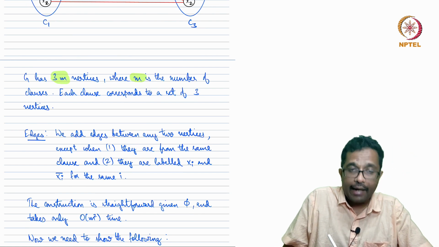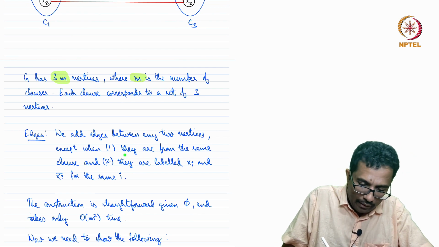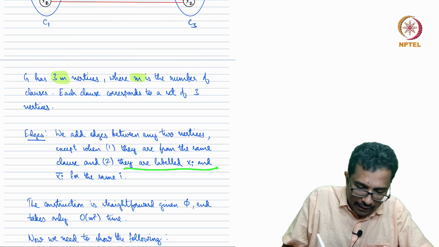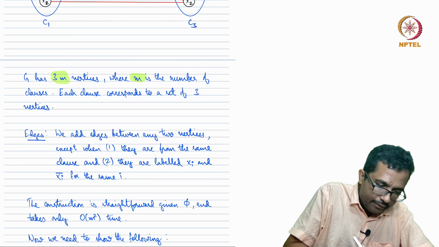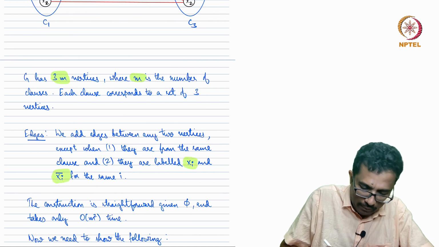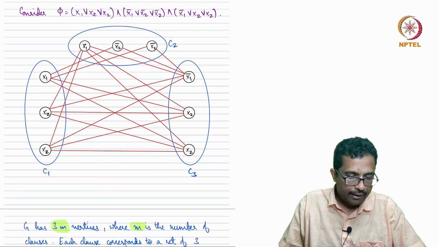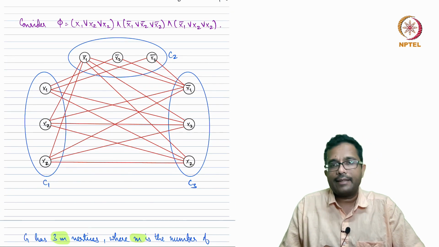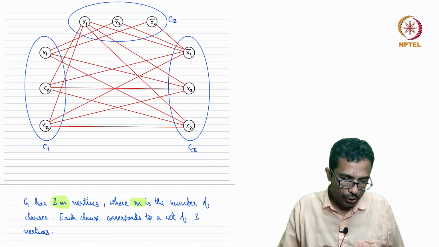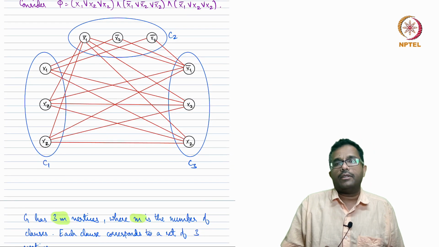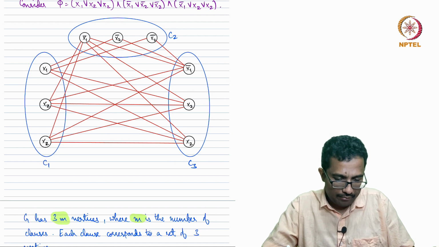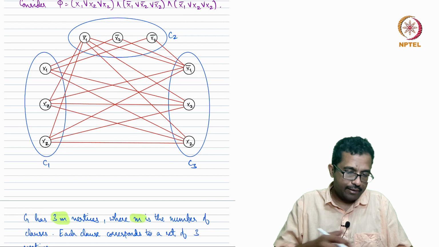This is the same thing that I said here. We add edges between any 2 vertices except when they are from the same clause, or when they are labeled xi and xi complement for the same i. Everything else is here, you can just have a look. And it should be evident that the construction is straightforward.